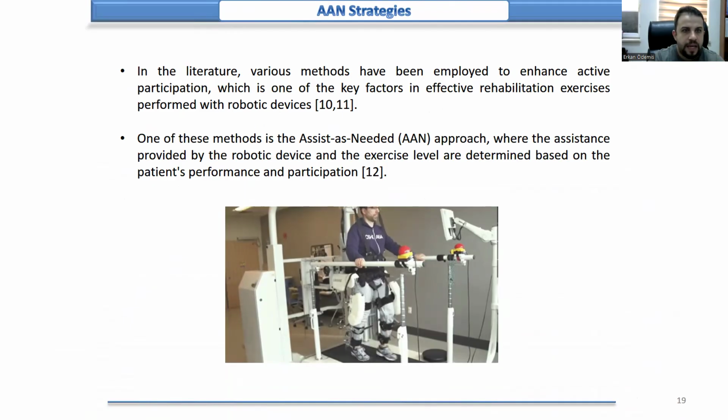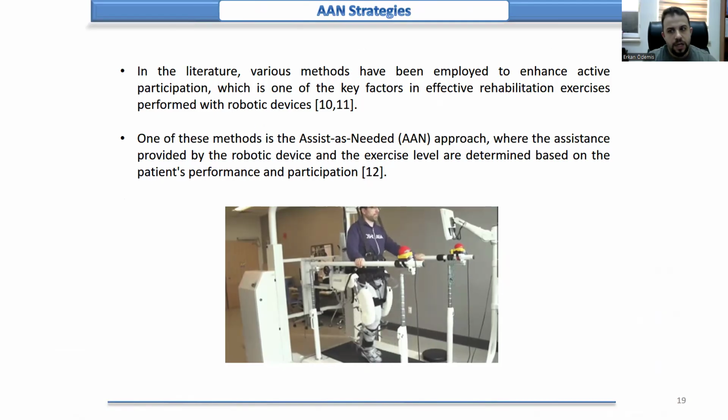One of these methods is the assist-as-needed approach, where the assistance provided by the robotic device and the exercise level are determined based on the patient's performance and participation. In this strategy, the robotic assistance provided to the patient is determined based on the patient's performance to improve the patient's engagement. Additionally, therapy tasks and their difficulty levels are adjusted based on the patient's performance to ensure the tasks are sufficiently challenging for the patient.